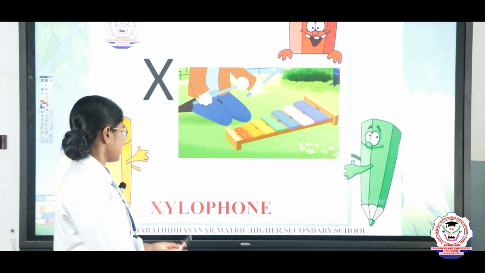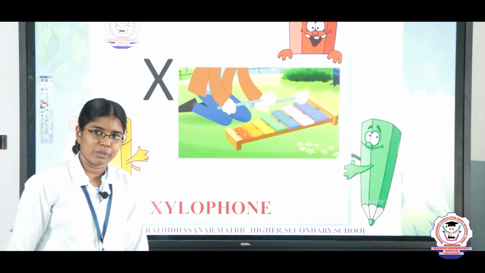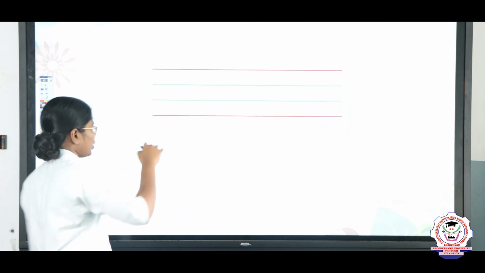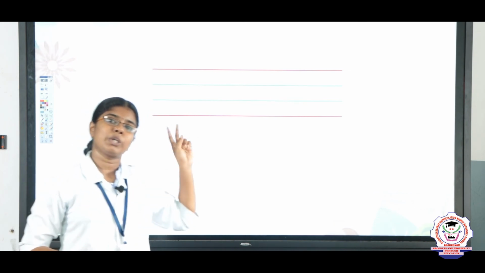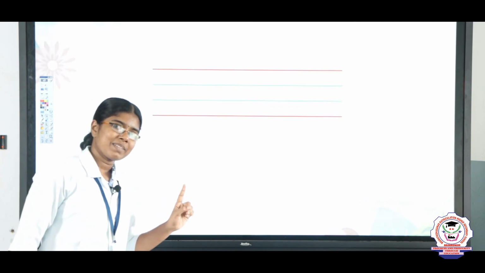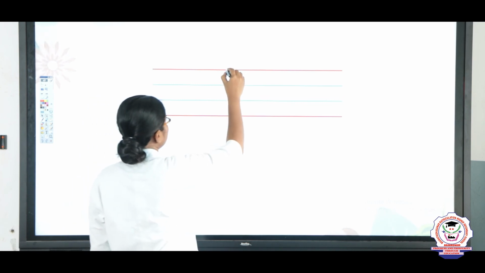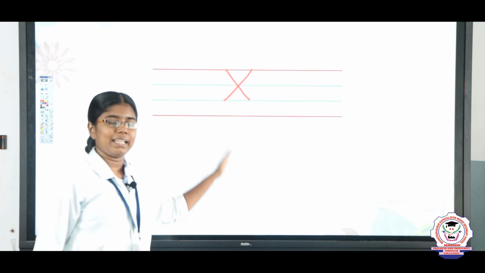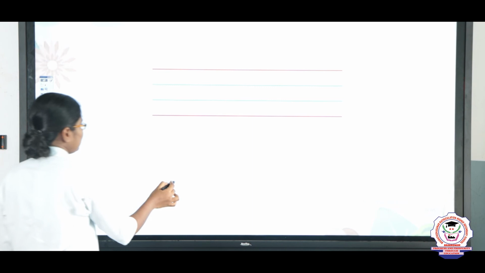Okay, children. So, X-Y-L-O-P-H-O-N-E, xylophone. Okay, children. So, X for xylophone. Very good. We are going to write the letter X here. It is too easy to write because we are going to use only 2 strokes to write X. One is a left slanting line, another one is a right slanting line. So, see here, slanting line, again slanting line. This is the letter X. Very good, dears.